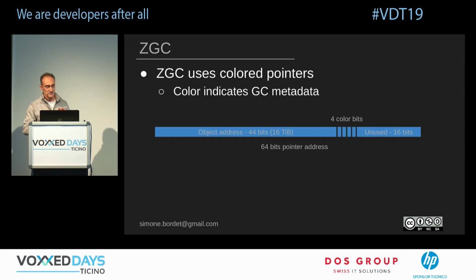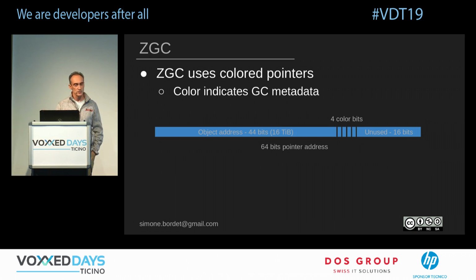The trick that ZGC uses to store metadata about this object is to use what are called colored pointers. What does that mean? Even if a pointer is 64 bits, modern CPUs cannot use more than 48 bits to actually address memory. Okay? That means there are a lot of bits in a pointer that are not used at all. And so ZGC exploits that and says, okay, I'm going to use 44 bits, which goes up to 16 terabytes of addressable memory for the address of the pointer.